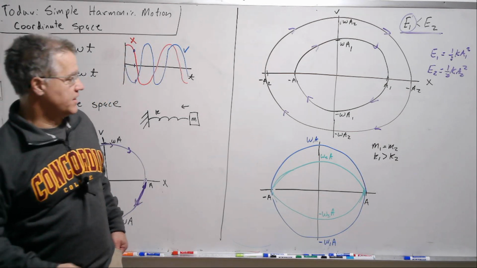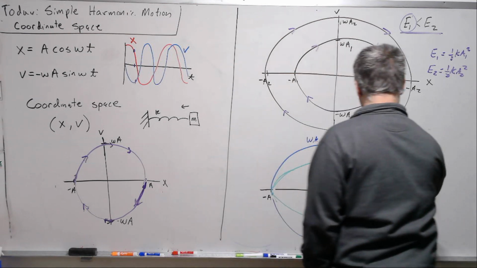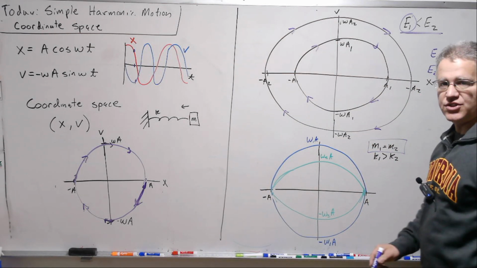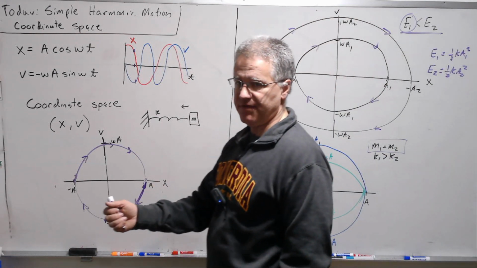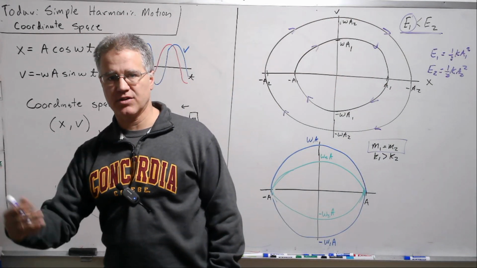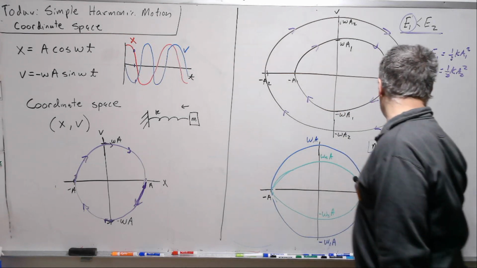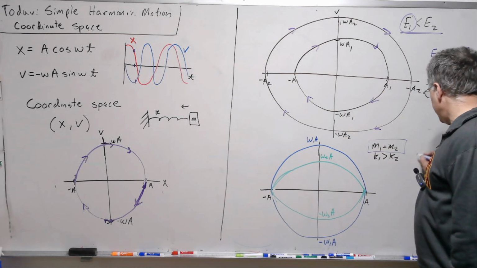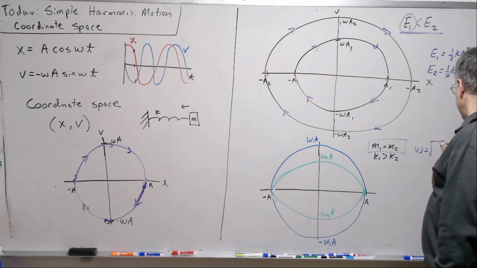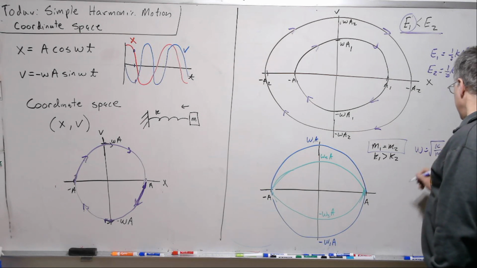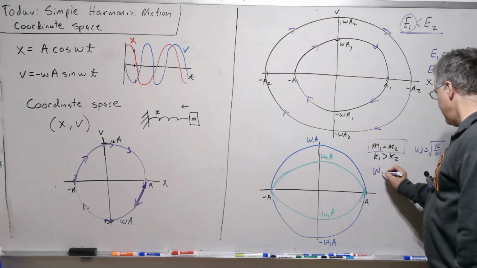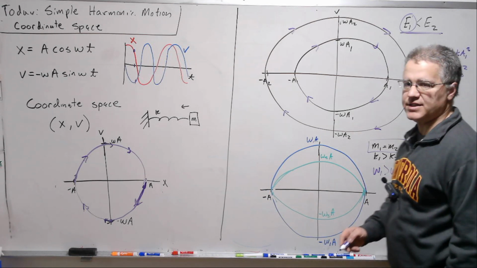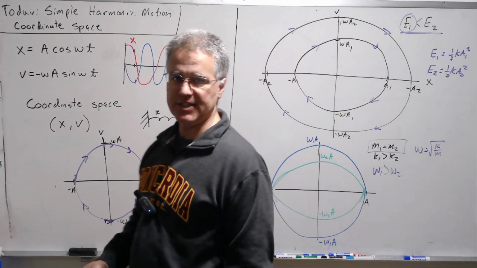All right, let's take a different situation. Let's say we're going to keep the mass the same, but we are going to change the spring out. So we're going to start with a stiff spring, a big force constant, and we're going to go to a looser spring, a smaller force constant. Well, if this is the case, because omega is the square root of k over m, then omega 1 will be greater than omega 2, all things equal other than changing the k's.